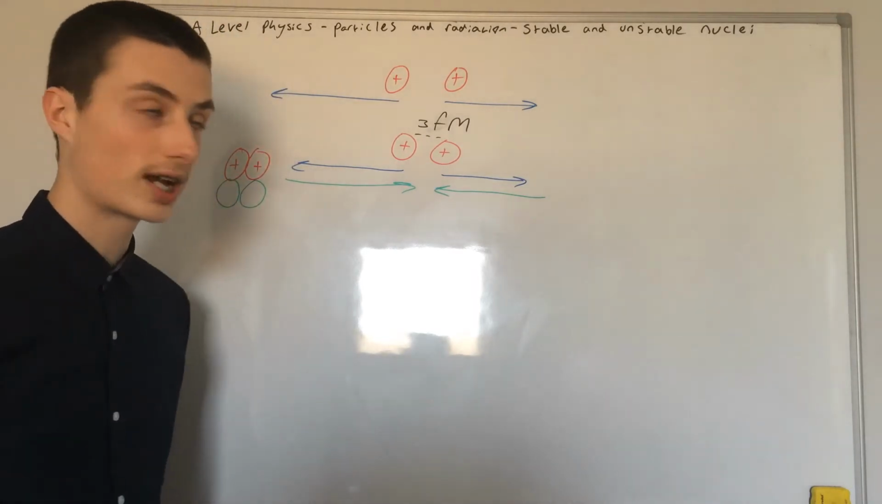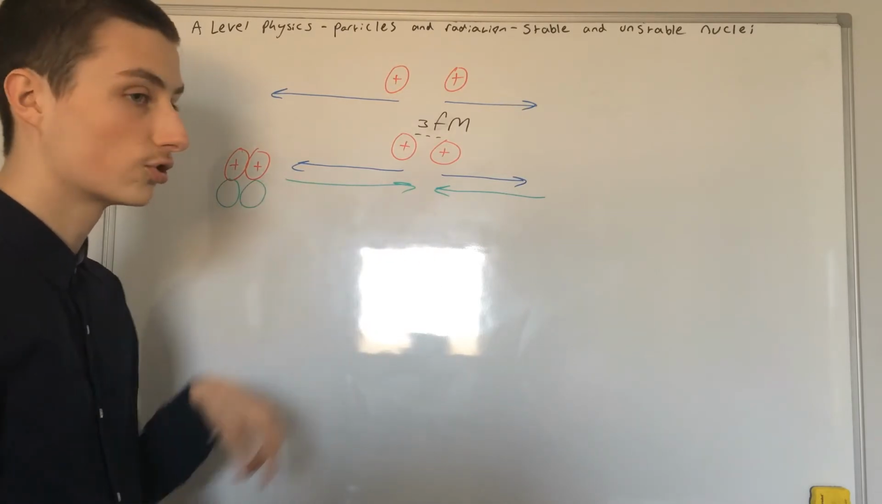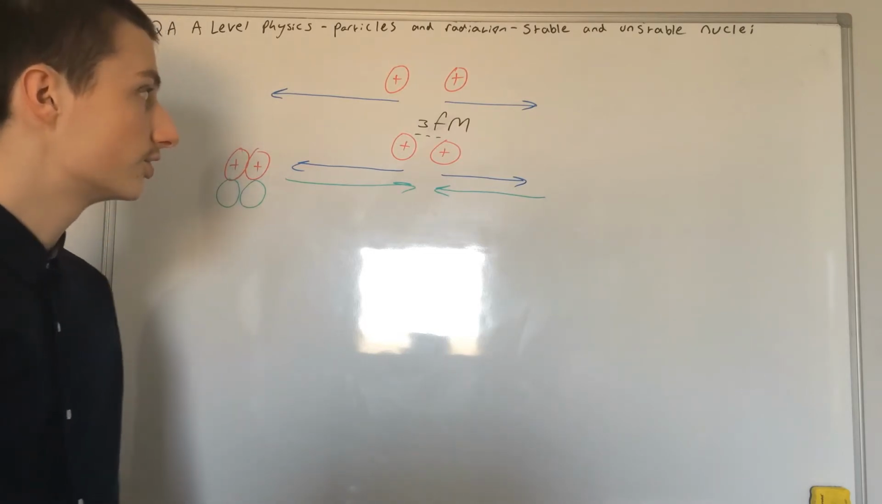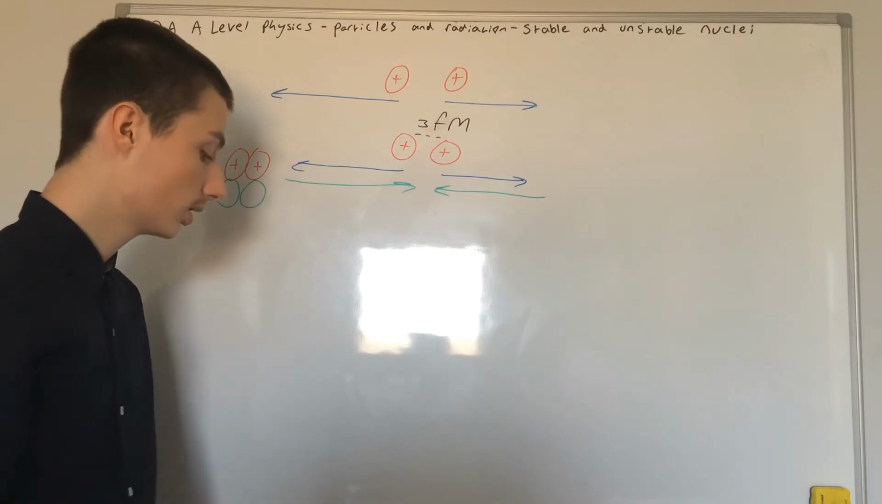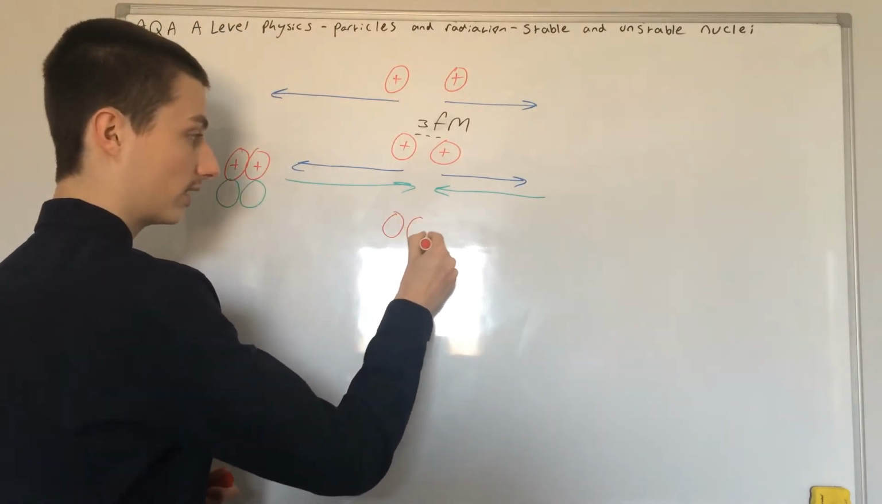Now there's one more thing to add to this, and that's the fact that if this was true, and only this was true, then the protons would continue accelerating towards each other forever until they were at the same point and became a singularity. Now we don't like that, and that's not what happens if they get very, very close.